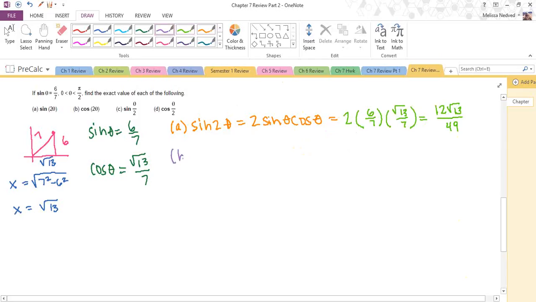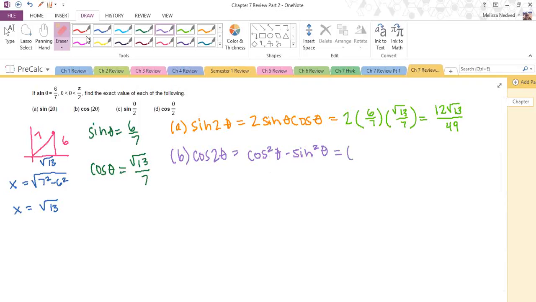Now let's look at part B. Cosine of 2 theta. Well, even though sine of 2 theta was just 2 sine theta cosine theta, that's not how we do our cosine double angle identity. There's actually 3 things you can do for it. I'm going to use the fact that cosine of 2 theta is equal to cosine squared theta minus sine squared theta. And again, you could do it however you wanted. And go ahead and substitute.